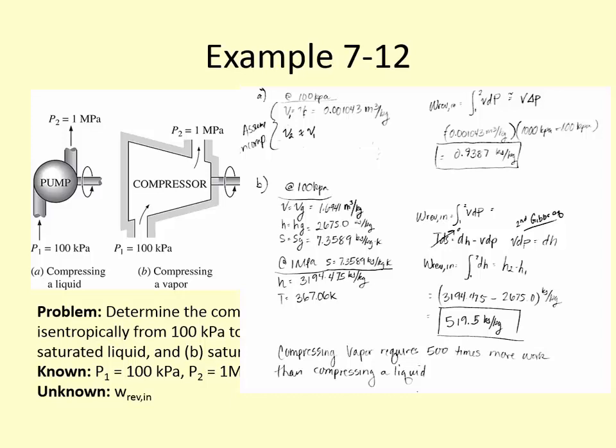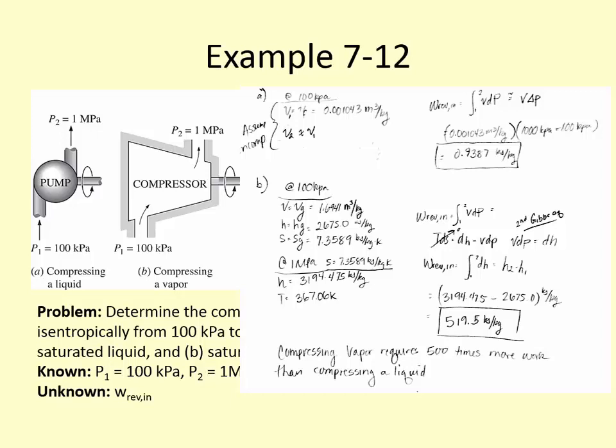We'll say V1A and V2, V1B. V sub G at 100 kilopascals is 1.6941 meters cubed per kilogram. Okay, so that's the initial state for part A and for part B. So now we're going to look at 1 megapascal.